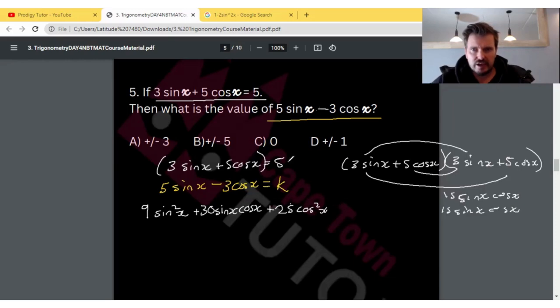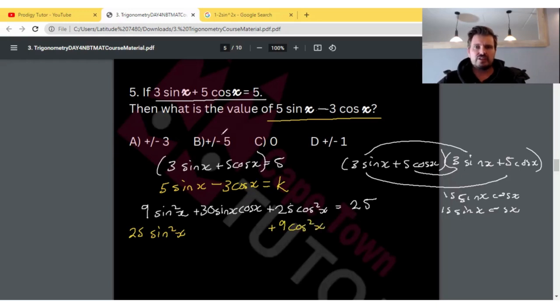plus. And what happens when we square the 5? 5 squared is 25. Now the k, the one in yellow. I'm not going to do this one on the side because if you can understand this one, you should understand when you square this one, 5 times 5 will give you 25 sine squared x. And when you square the minus 3 cos x, you get plus 9 cos squared x.